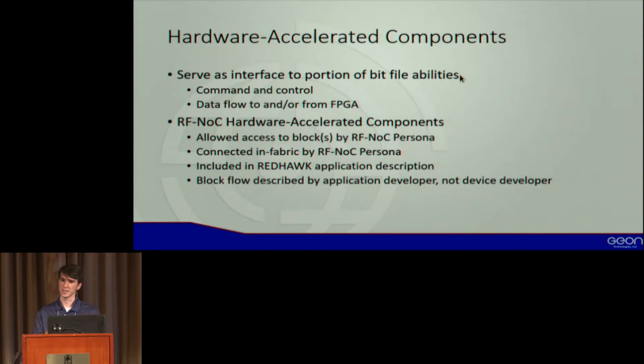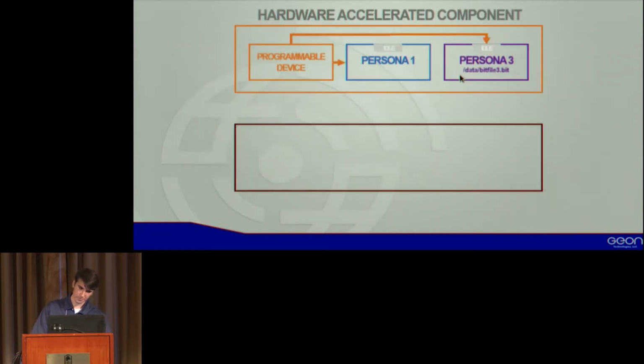this is actually smart enough to connect them in the fabric so that you're not coming out of the FPGA and going back in, because that would be stupid. You include these in a REDHAWK application description file, and the goal is that you shouldn't have to change your application if it's working on a GPP. You're just adding an extra implementation of your components so that they can be hardware accelerated automatically. And in this way, your block flow is described by the application developers, not the device developers. It's not static anymore.